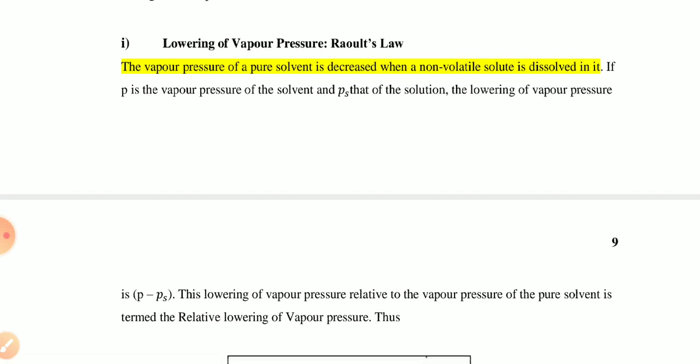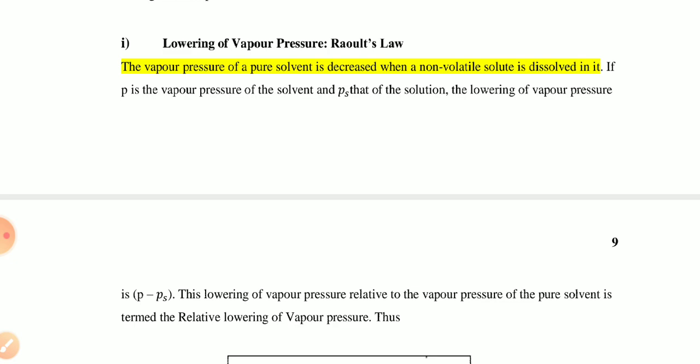So what happens if we add a non-volatile solute to a solution? It is a surface phenomenon. The vapor pressure of a pure solvent is decreased when a non-volatile solute is added. If P is the vapor pressure of the solvent and Ps is the vapor pressure of the solution, how can the lowering of vapor pressure be represented?